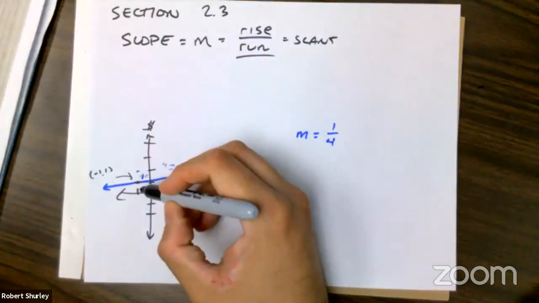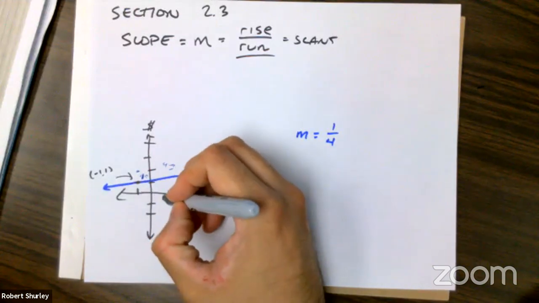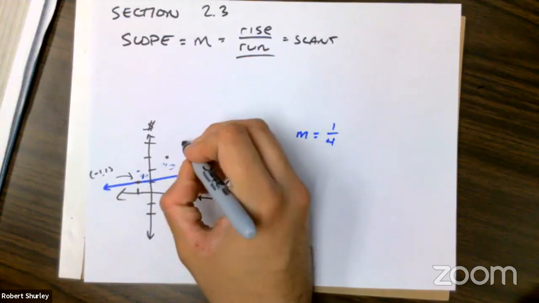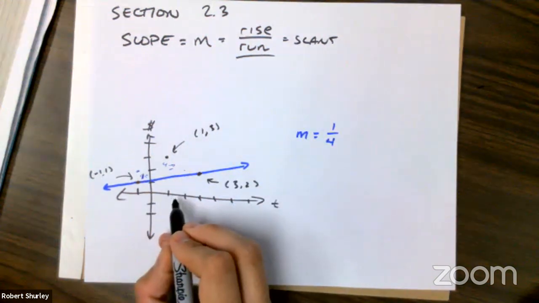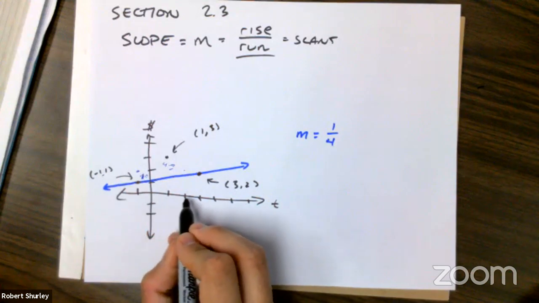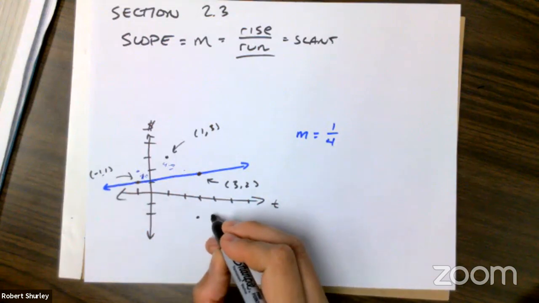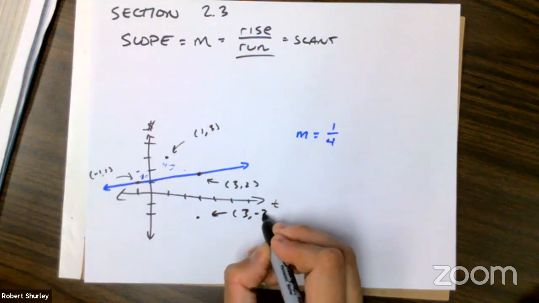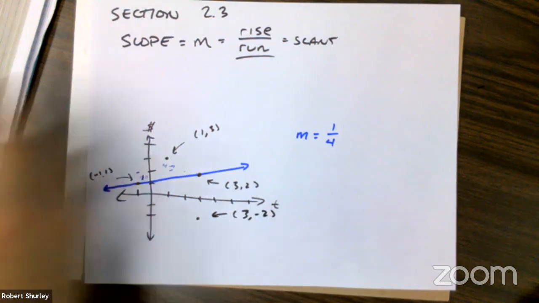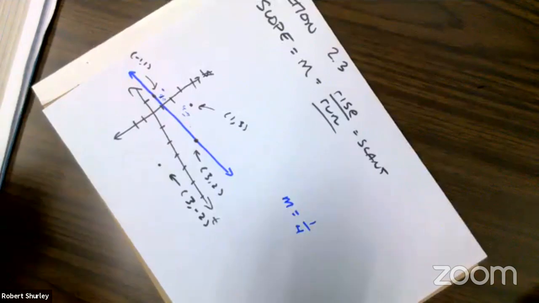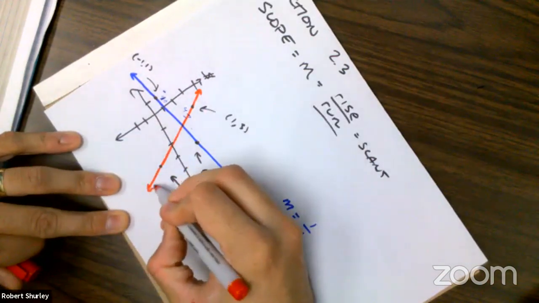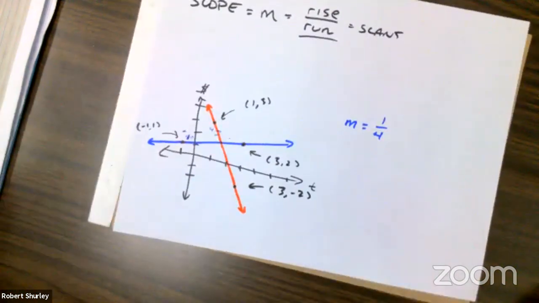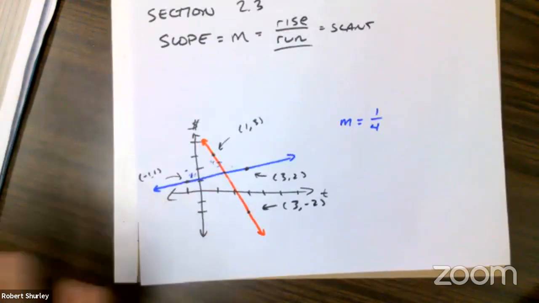Okay, let's look at another slope. So let's say we started at 1, 3, and then we end up at 3, -2. Okay, and we'll do a red line for this one. Okay, we've got 1, 3, and we've got 3, -2. And I can find this the same way.